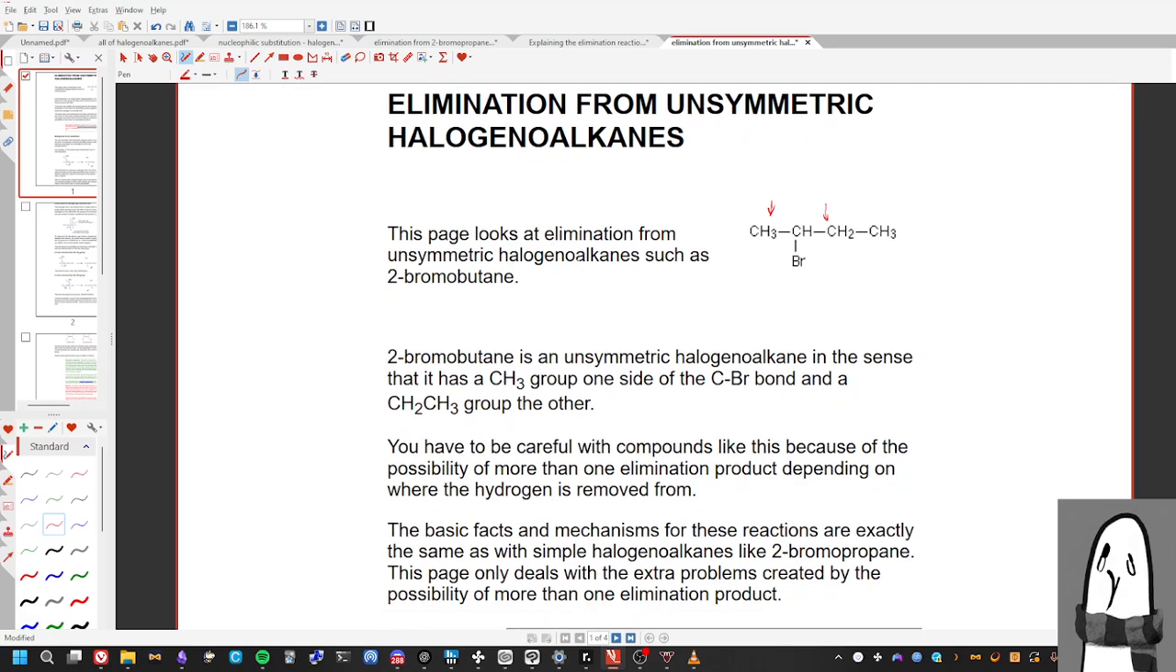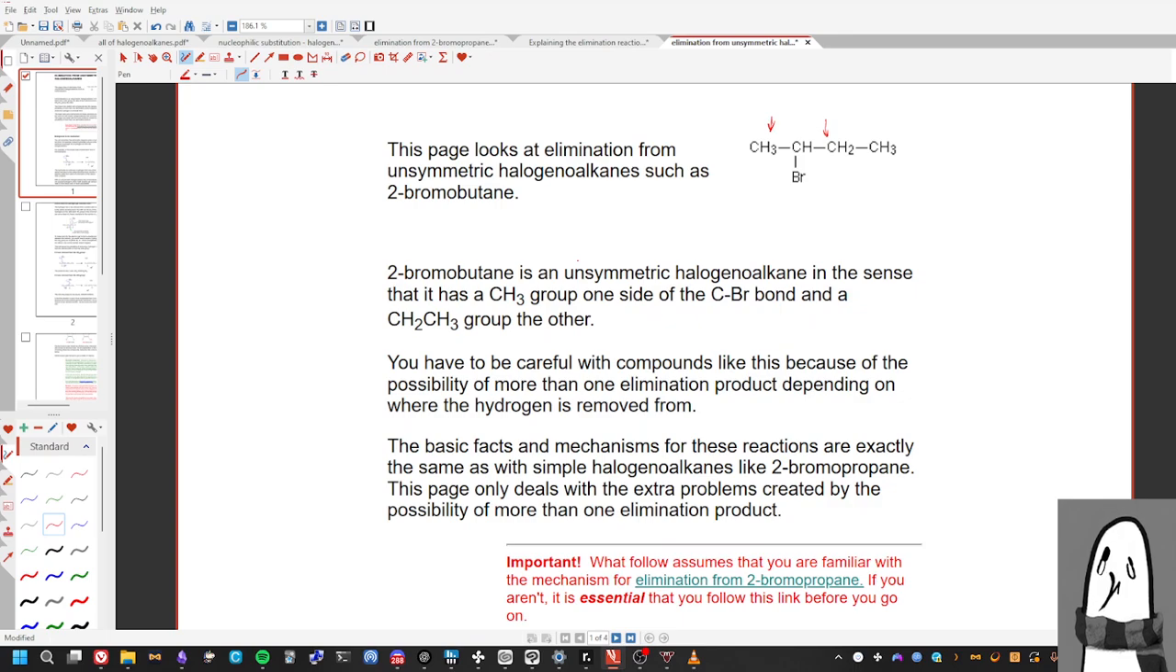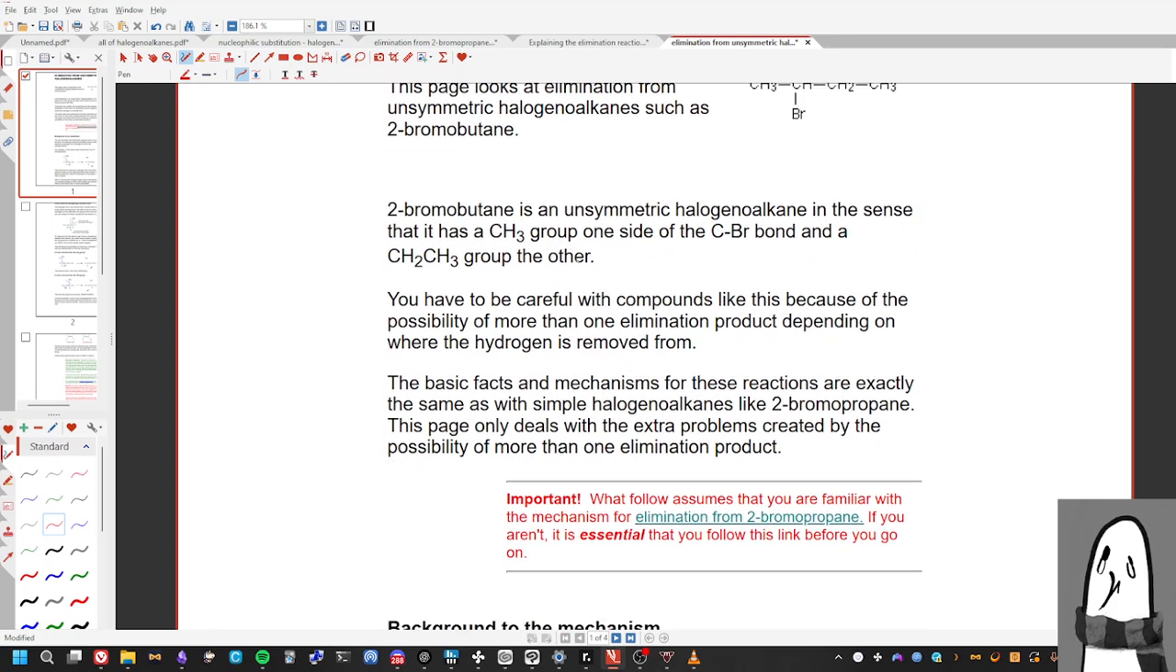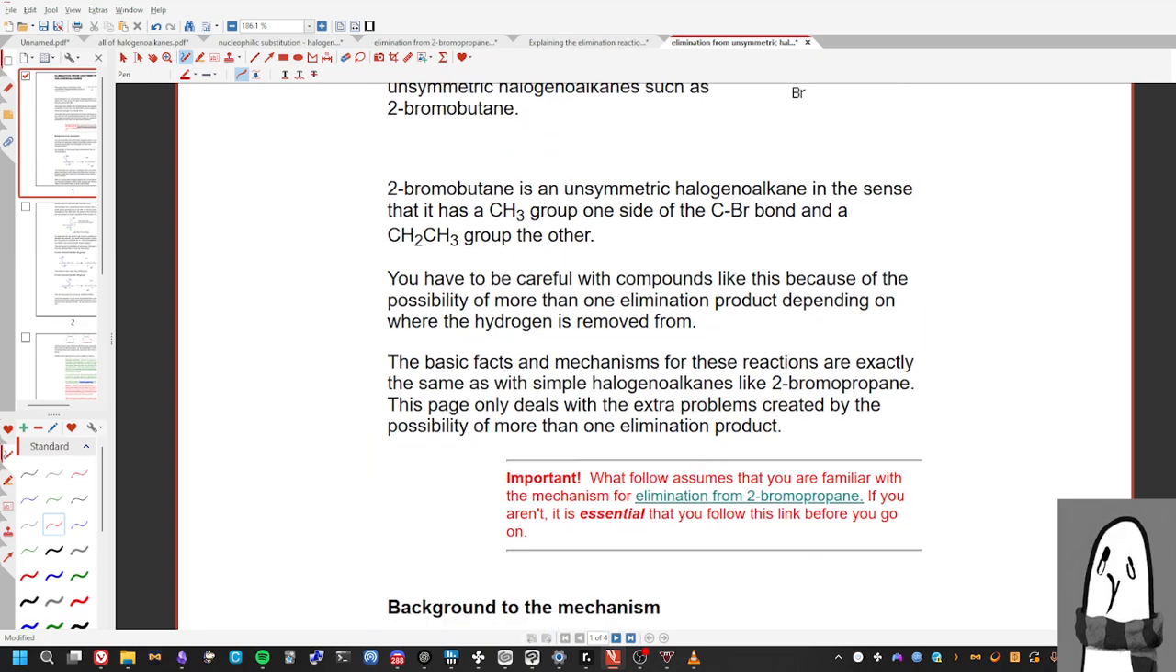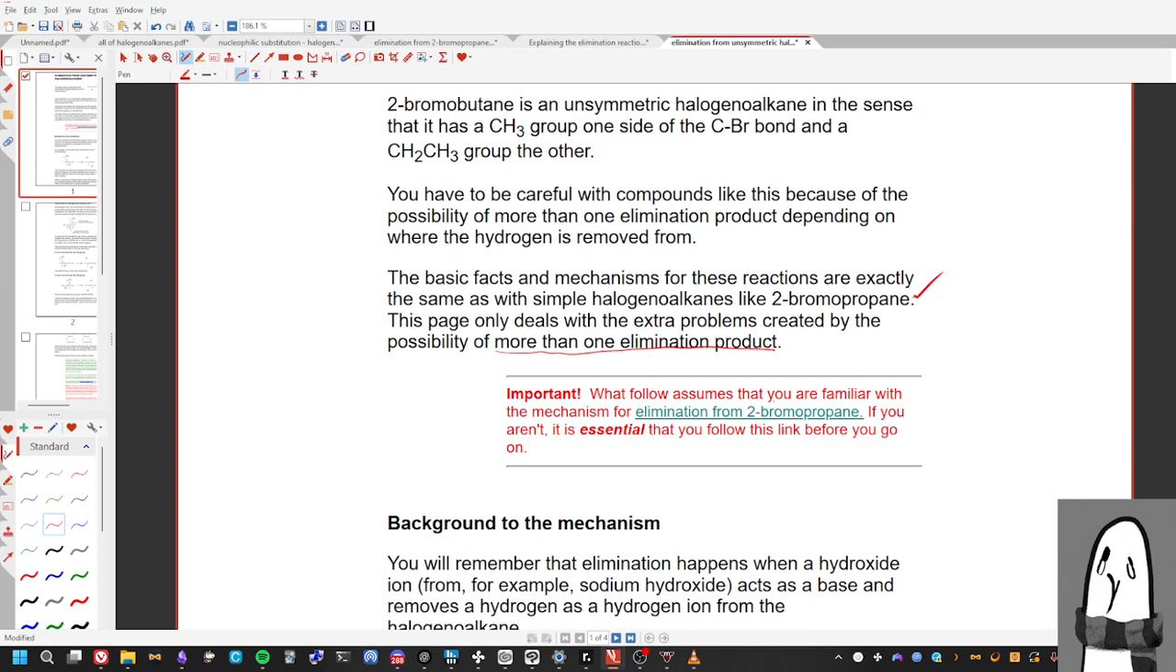This looks at elimination from an unsymmetric point of view. So now, 2-bromobutane is unsymmetric in the sense that it has a CH3 group on one side of the CBr and CH2CH3 on the other side. You have to be careful with compounds like this because you have the possibility of forming more than one elimination product, depending on where the hydrogen is removed from. The basic facts and mechanisms for these two reactions are exactly the same as 2-bromopropane, but this page only deals with the extra problems created by the possibility of more than one elimination product. So it works the exact same way. However, when you have an unsymmetric one, there's going to be more than one elimination product. We're just going to be discussing that.